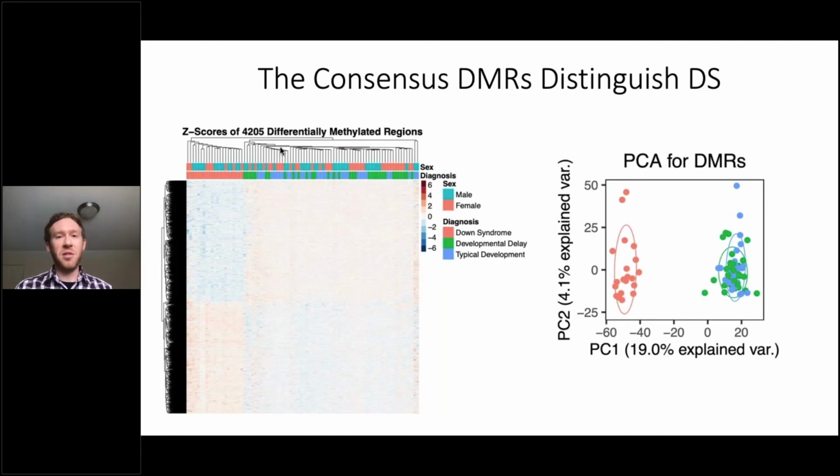And so then we took this list of consensus DMRs, merged them together if they overlap to refine them a bit more, since we didn't want to double count anything. And this gives just over 4,000 DMRs. And as you can see by both the heat maps and the principal components analysis, these DMRs can very cleanly distinguish the Down syndrome samples from the developmental delay and typical development samples.